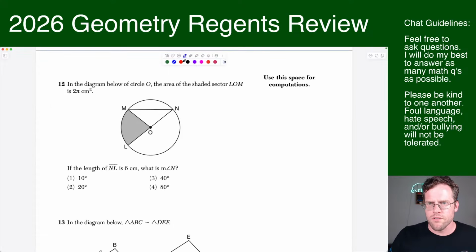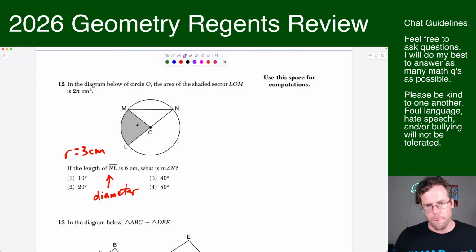All right, so this one, diagram below of circle O. The area of the shaded sector is 2 pi square centimeters. Okay, so this is the area of the sector. If the length of NL, so this is the diameter, because they're showing here LN is going through the center. So this is the diameter, which means the radius is 3 centimeters. That's going to matter. What is the measure of angle N?